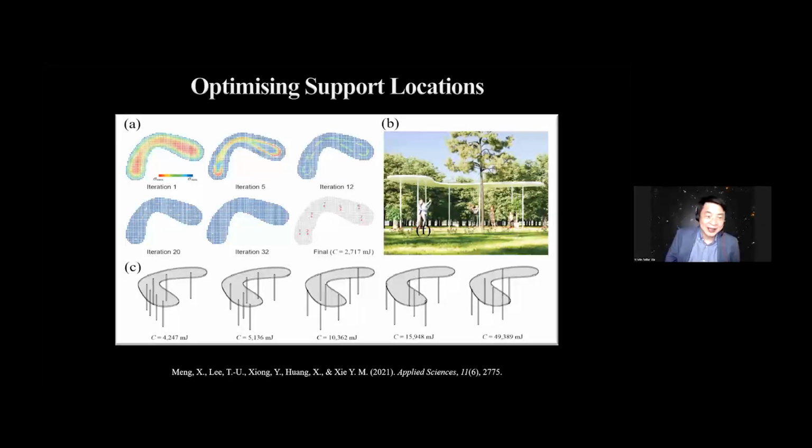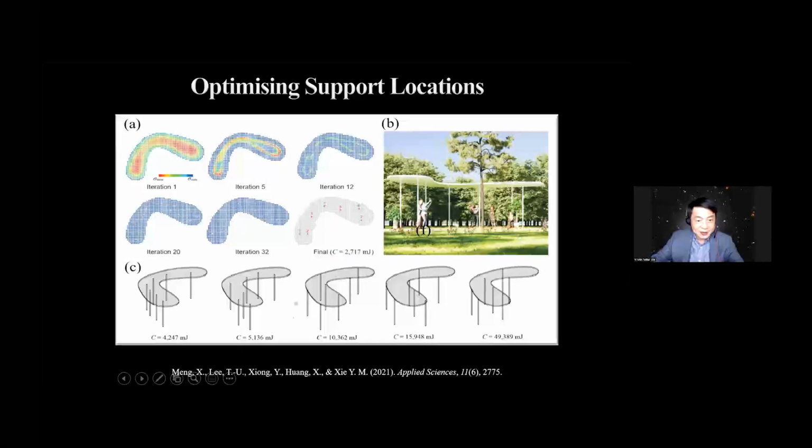If you try and error, it might take weeks to find the best locations. But we actually developed some algorithms which can find the best column locations automatically. So this is the final solution. C is the opposite of stiffness. If you have a smaller C, it means the deflection of the whole structure is smaller. So the final one, the optimum one, is 2,700.